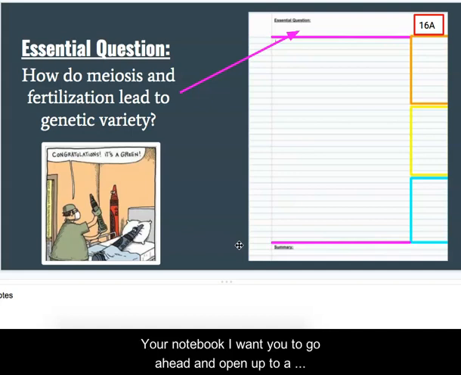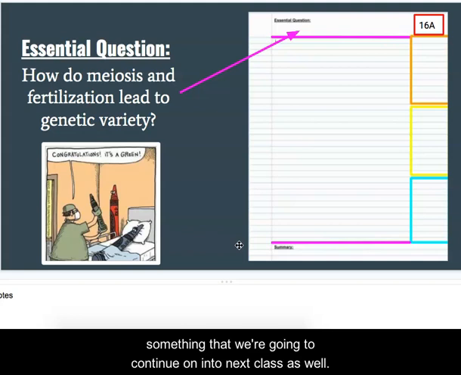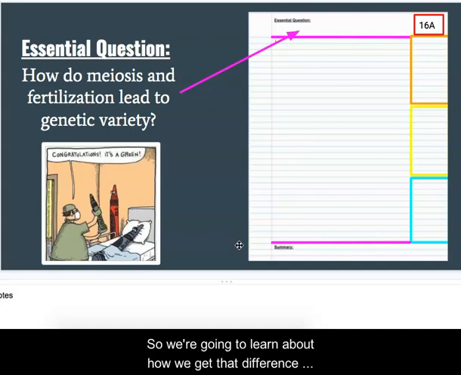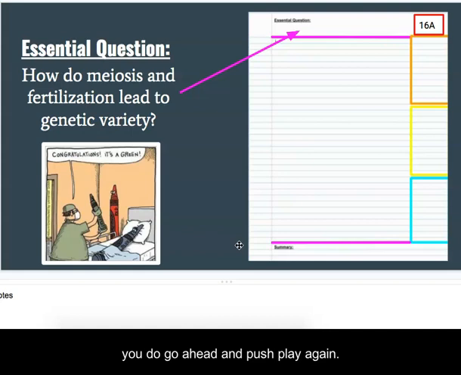So in your notebook, I want you to go ahead and open up to a very fresh page. We're going to start entry 16 today, and this is something that we're going to continue on into next class as well. But our essential question is, how do meiosis and fertilization lead to genetic variety? So we're going to learn about how we get that difference, that variety, so that everybody isn't exactly the same. Okay. So if you haven't gotten that down, pause, and then once you do, go ahead and push play again.